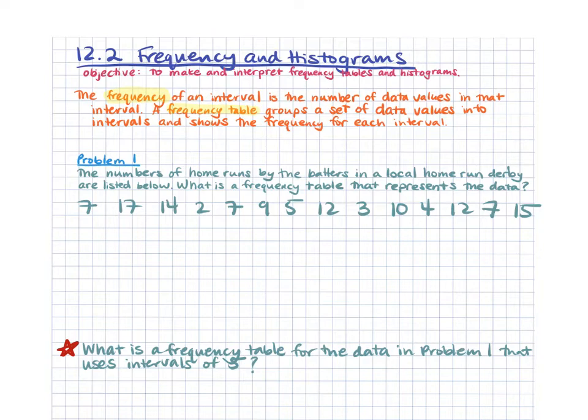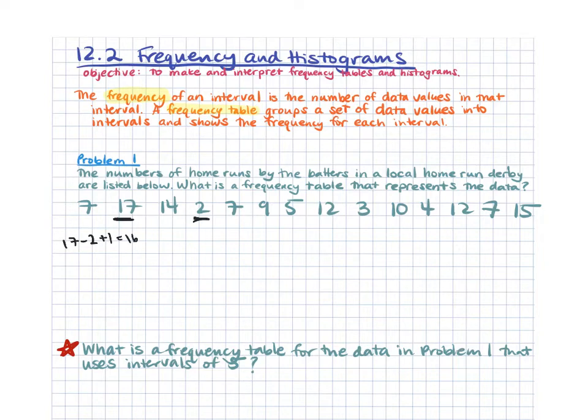It says the number of home runs by the batters in a local home run derby are listed below. What is a frequency table that represents the data? So to do this, you kind of just need to figure out what you're going to and from. The smallest value here is 2, and the largest is going to be 17. So we need to split up 17 and 2 into equal intervals. To figure out how many numbers are in between, you take the biggest one, subtract the smallest one, and add 1. So 17 minus 2 is 15, plus 1 is 16.